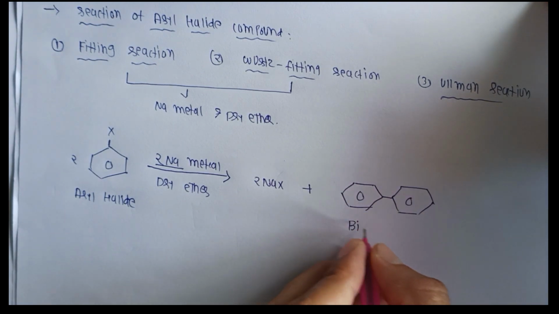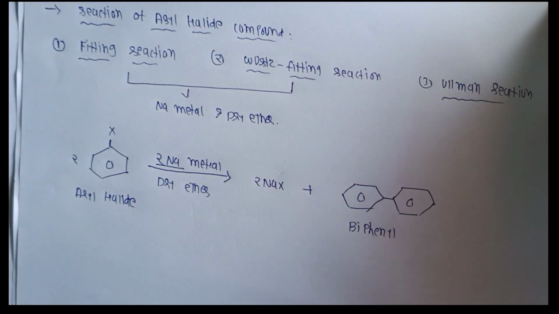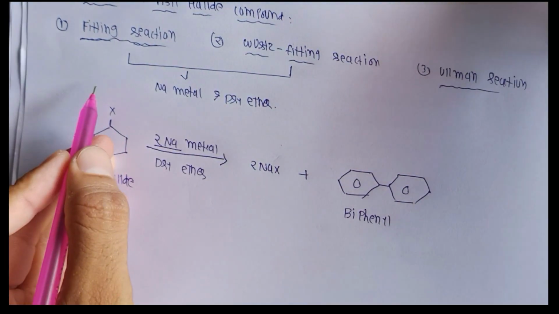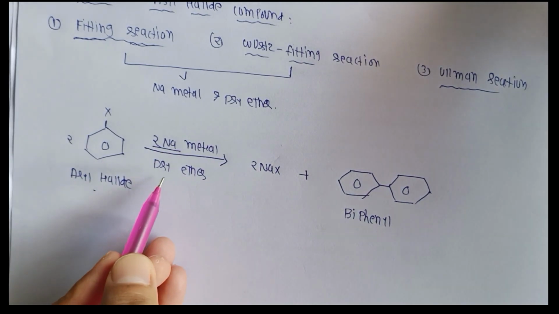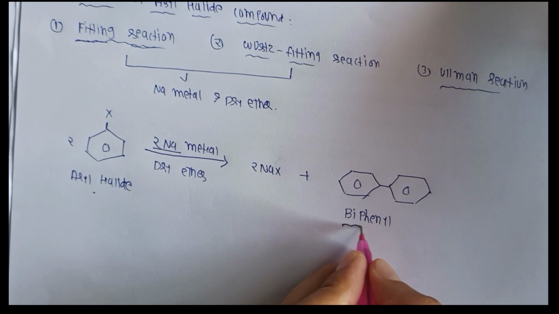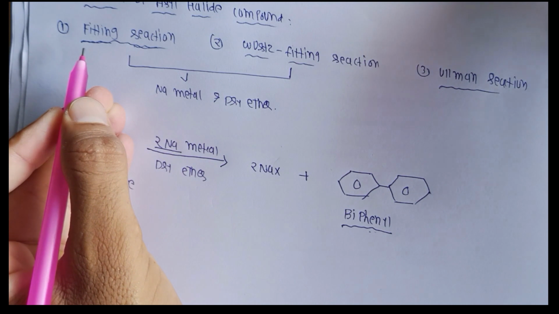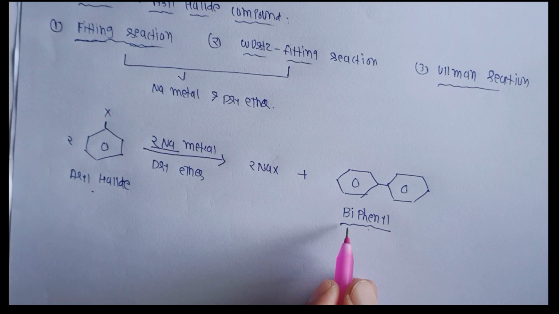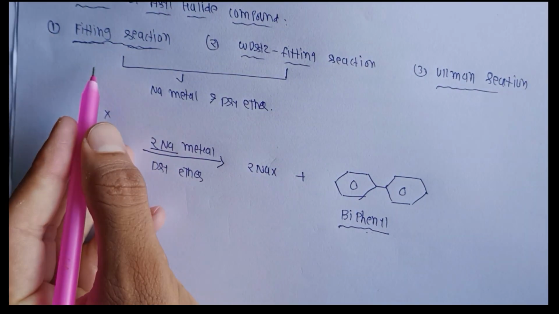This is the biphenyl ring. This is the Fittig reaction: any aryl halide compound reacts with sodium metal in the presence of dry ether to produce a biphenyl. This is the product of the Fittig reaction. When the exam question is how a biphenyl ring is produced from aryl halide, it means the Fittig reaction.